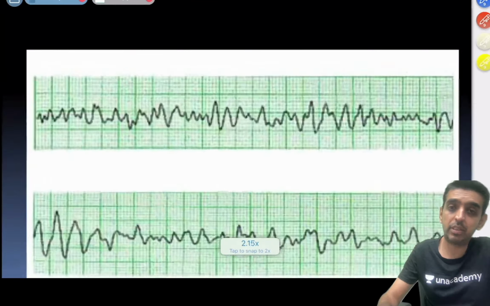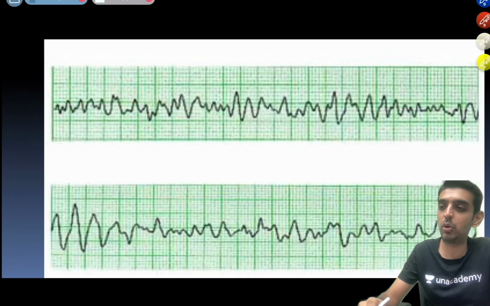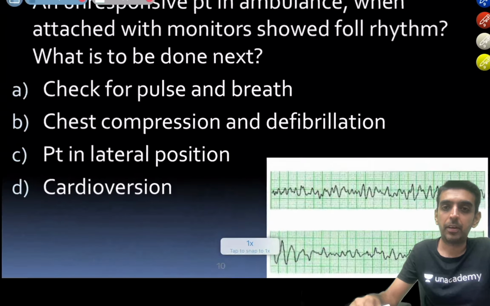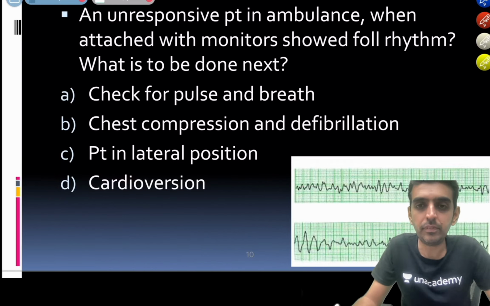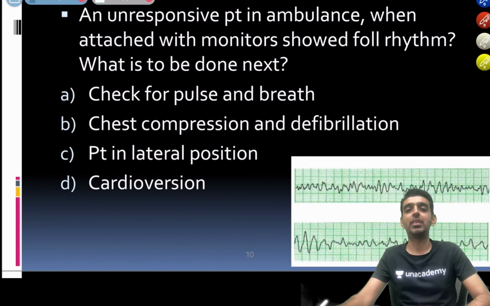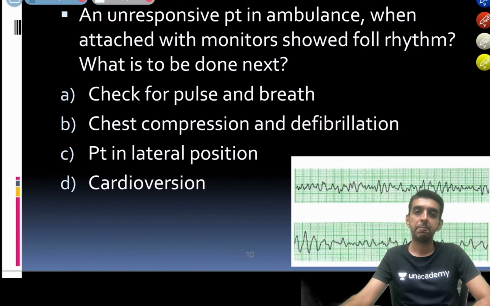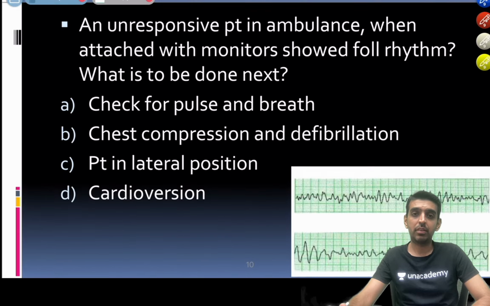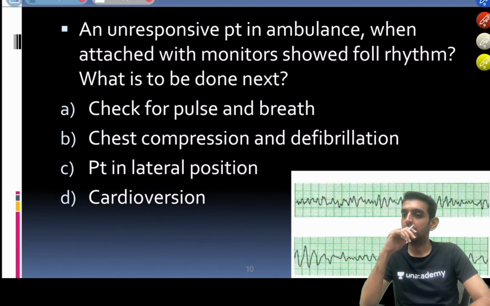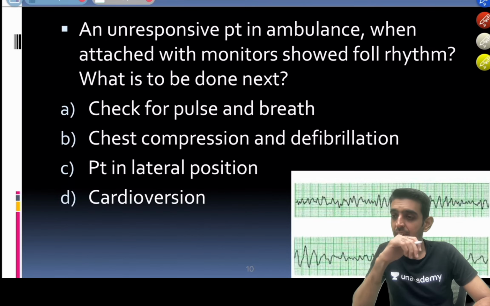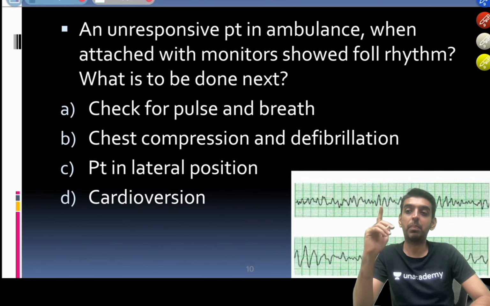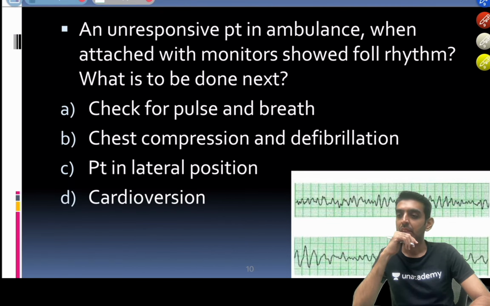I hope the ECG is visible for all of you here. We'll just have a look at it. So what will we do in such scenarios? Give your answers in the comment section. Baljinder says it is option A, we will check for pulse and breath. Nice. What about the rest of you? What do you think should be done in such scenarios?